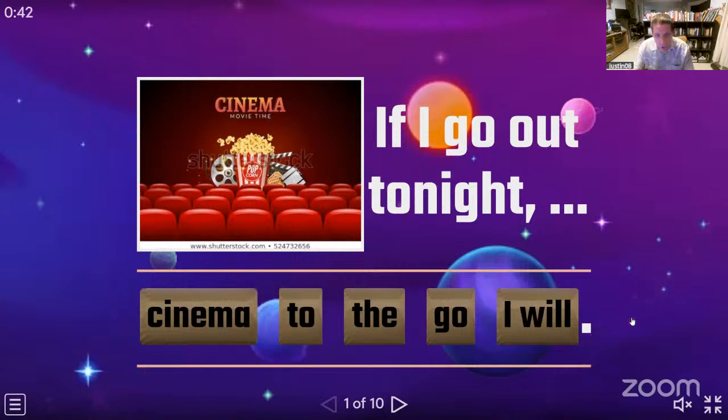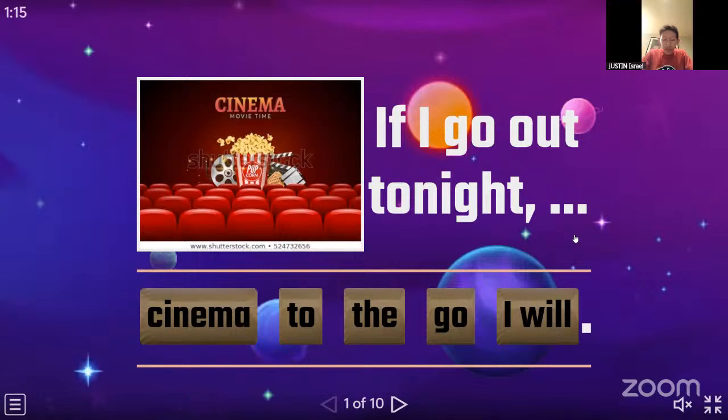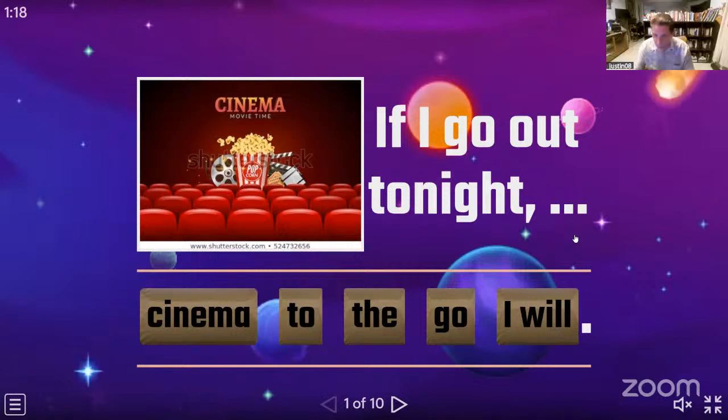Okay, so what we're going to focus on today is something called the if clause or the if conditional. There are four different types. There's the zero conditional, and then there's one, two, and three. Probably the most common one looks something like this. Jay, maybe you can help me out. So the first clause, the first part is if I go out tonight. And then in the second clause, we will answer what will happen. Okay, this is the first conditional. This is the real situation. What will you do if you go out tonight?